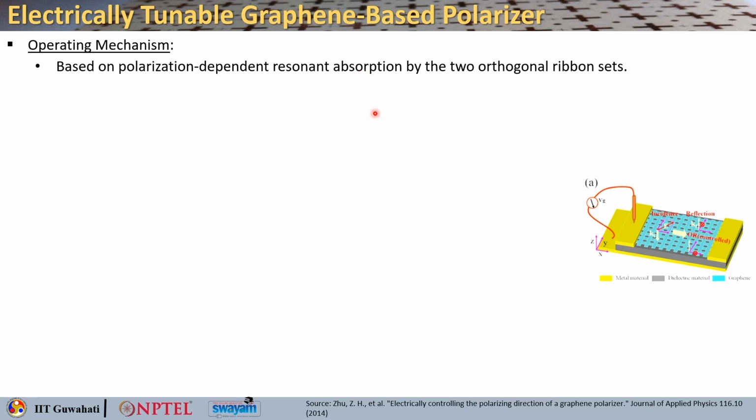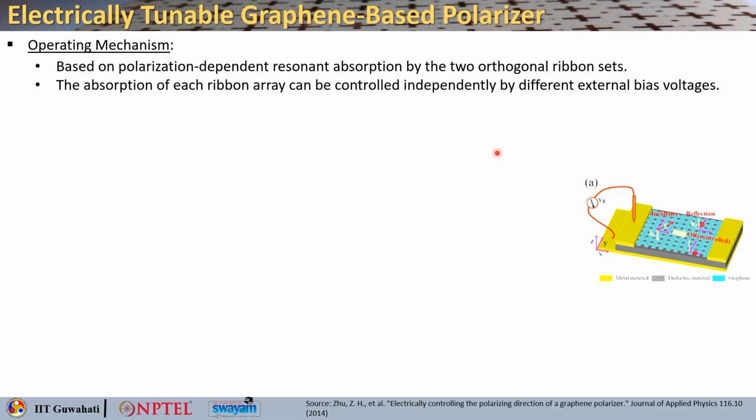Based on the polarization dependent resonant absorption, you will have two different responses because there are two orthogonal ribbon sets. So, the polarizer operates based on polarization dependent resonant absorption. The absorption of each ribbon array, because they have different width, occurs at a different absorption frequency, and that can be controlled independently by applying different voltage bias.